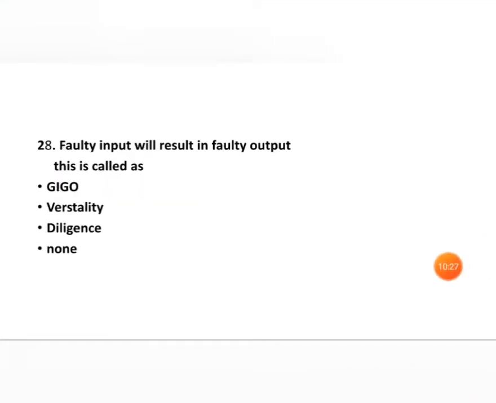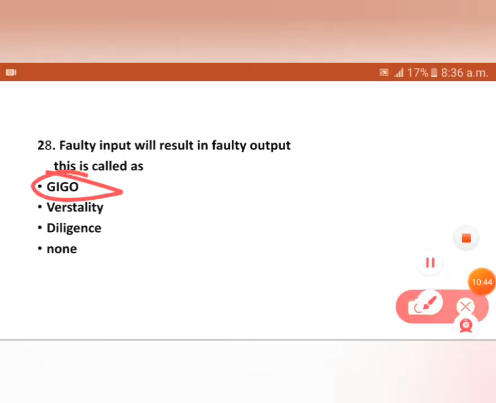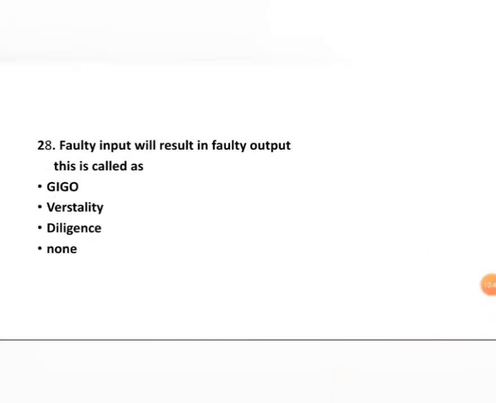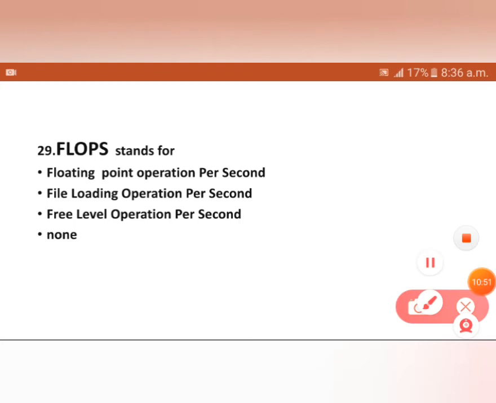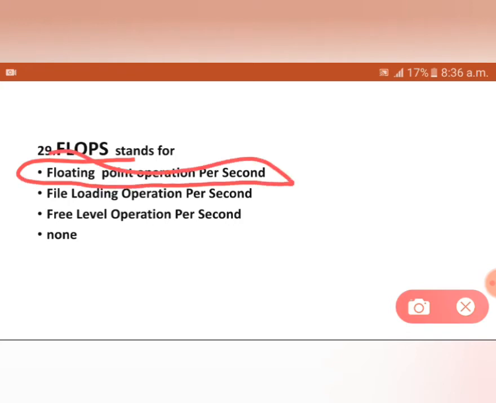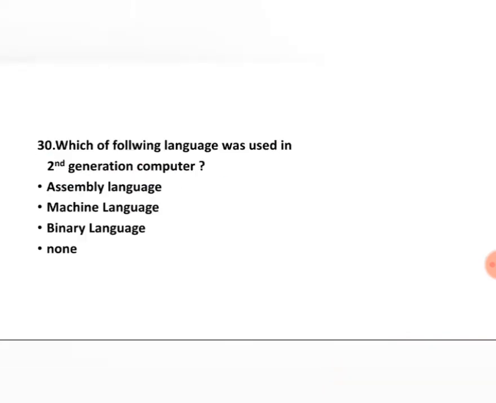One more question, question number 28. Faulty input will result in faulty output. This is called, I have spoken to you in the previous question. GIGO, versatility, diligence, or none. The correct option is GIGO, garbage in, garbage out. So option number 1 is the correct option. Now one more question, question number 29. FLOP stands for floating point operations per second, file loading operations per second, pre-level operations per second, or none. The correct option is option number 1, floating point operations per second.